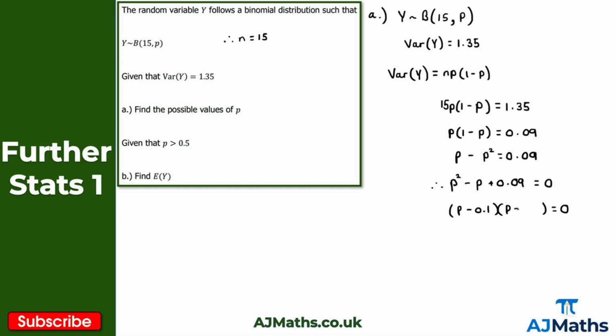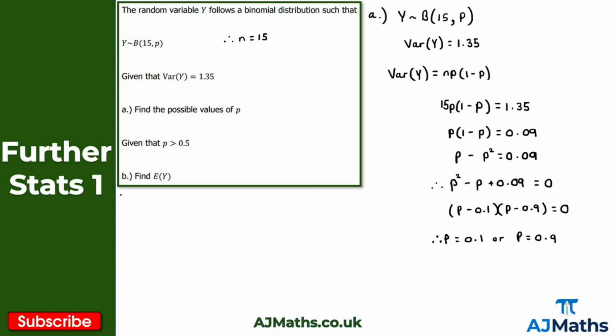I'll get p minus 0.9 there, okay? And from here, we can solve this now to get the two possible values of p. Therefore, p is going to either be equal to 0.1, or p is equal to 0.9, okay? And there we have it. So that gives the possible values of p there, giving us a solution to part A.